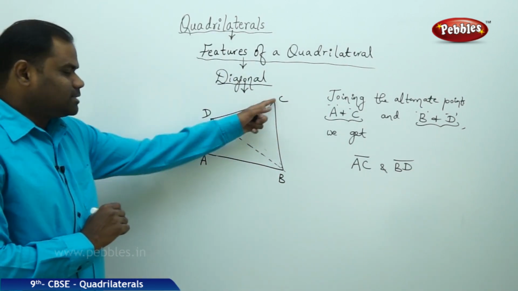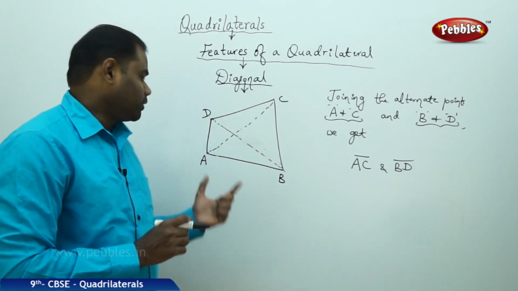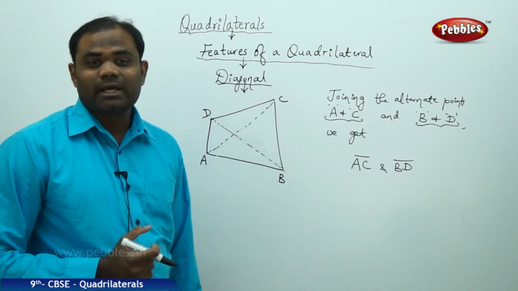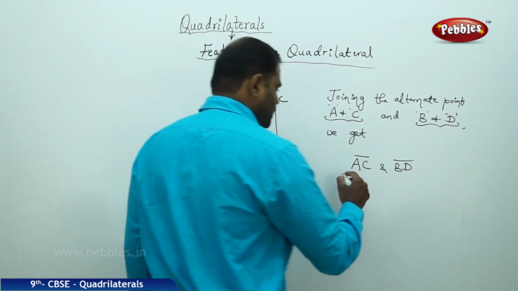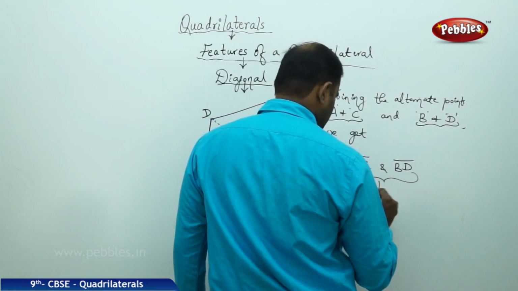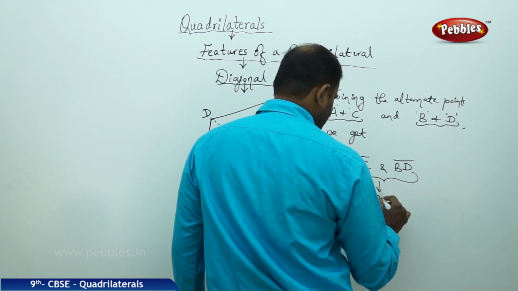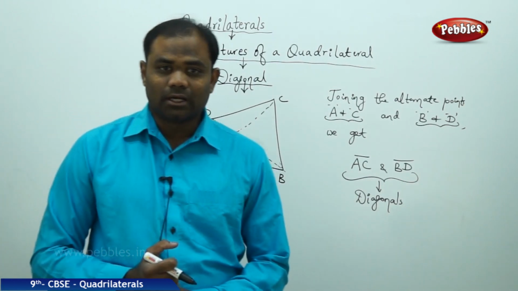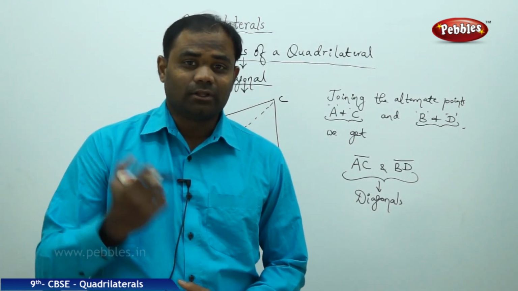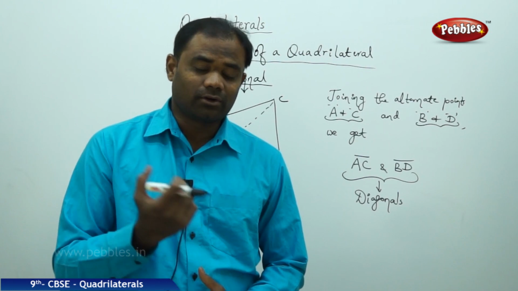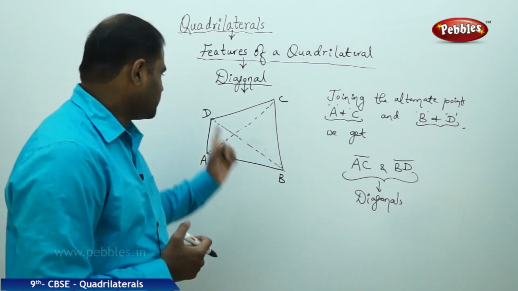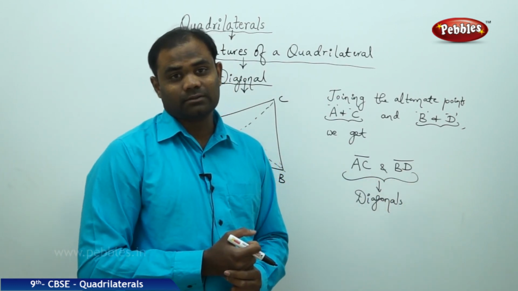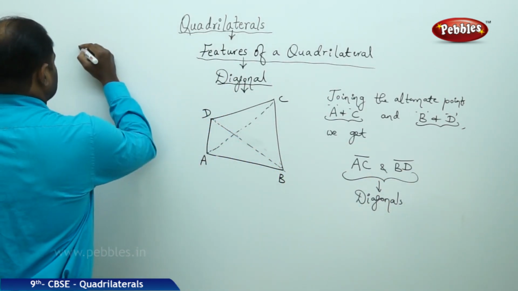The line segments AC and BD, as obtained by joining the alternate points of the quadrilateral, are what are called the diagonals. So here AC and BD are called diagonals. Diagonals are the lines which are obtained when the alternate points of a quadrilateral are joined. So here when I join the alternate points, I get AC and BD, which are the diagonals.